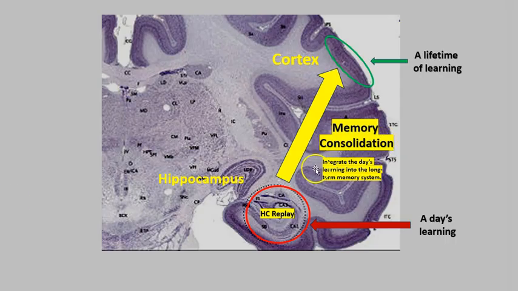On our cross-section then, here's the critical communication between the hippocampus and the cortex. So during memory consolidation, the hippocampal memory traces are reactivated. We're calling that hippocampal replay. They're communicating with the cortical memory traces to strengthen them. So in effect, what we're doing is integrating the day's learning into the long-term memory system. It's as if the hippocampal system represents a day's learning. The cortex is a lifetime of learning. And we're going to integrate the day's learning into the long-term memory system that represents everything we've learned.